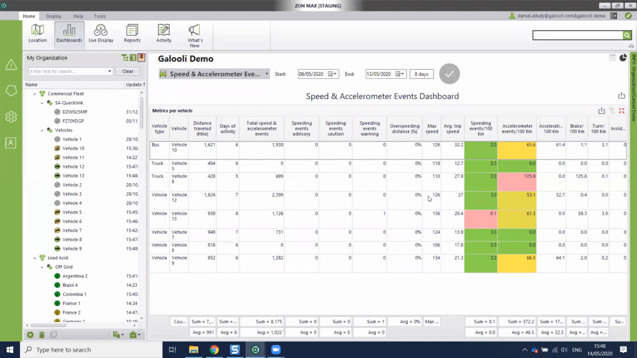In order to kind of normalize the information and try to take away the distance, the rest is per 100 kilometers. So again, we're seeing quite a lot of accelerometer events occurring over 100 kilometers. We're seeing a lot of acceleration events and brake events in vehicle 6, and additional information. So all of these are really intended to give you a very good breakdown and a very good idea of what your vehicles are doing.